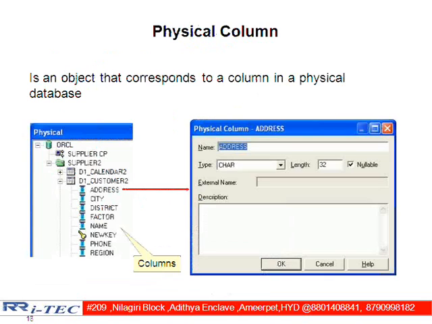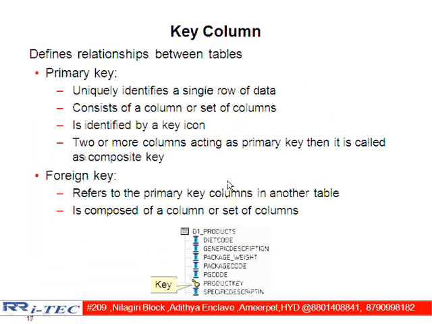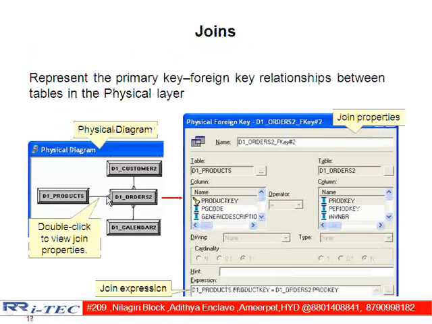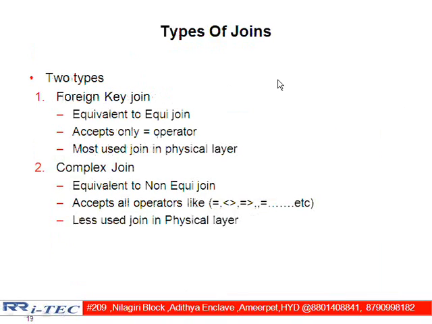Next is physical column. Here we are going to understand the name of the physical column and the data type of the column. Next, key columns. What are the types of keys? Primary keys and foreign keys. And join. What do you mean by join? And what are the types of joins available in the physical layer?